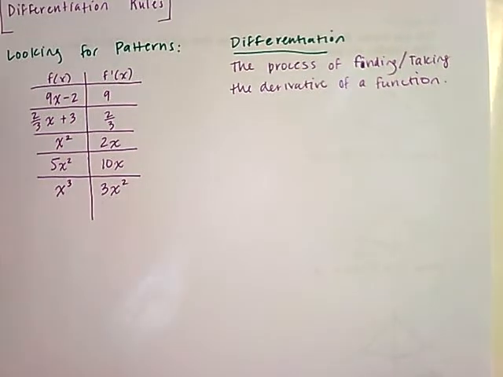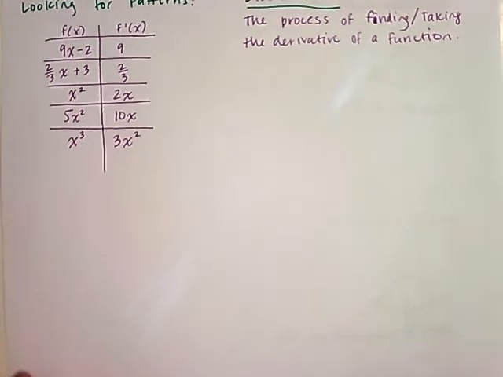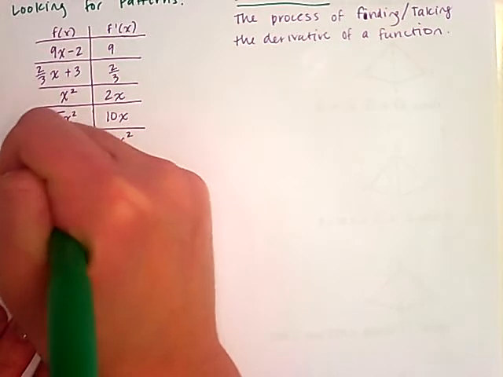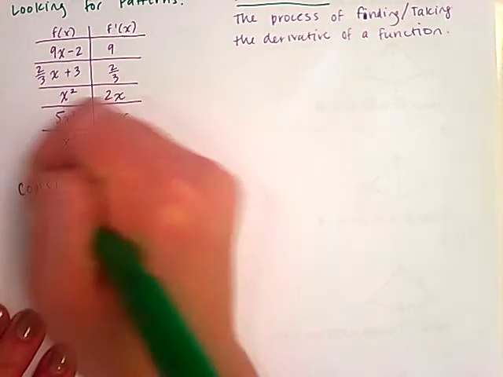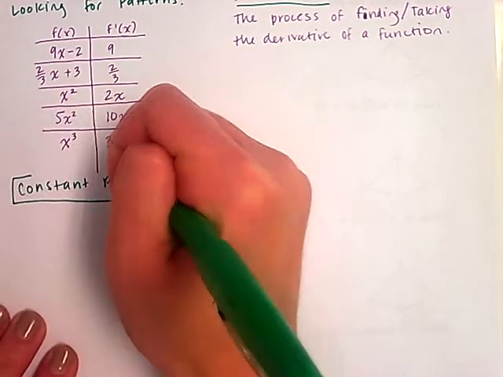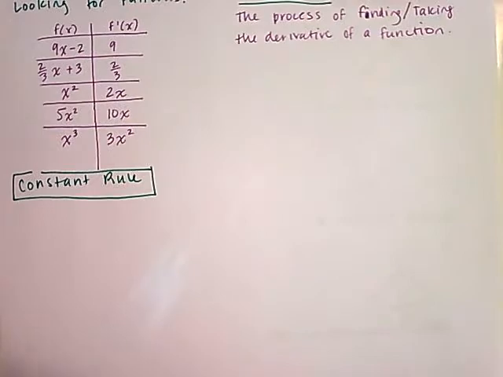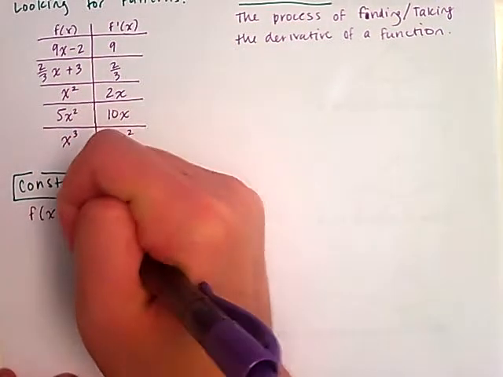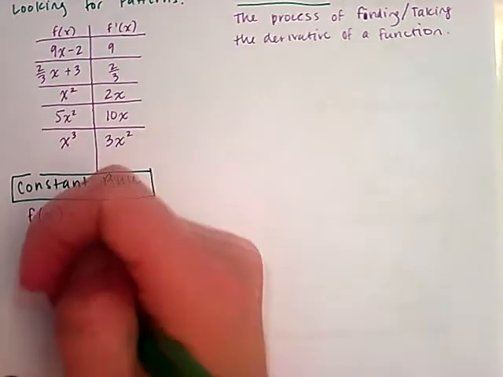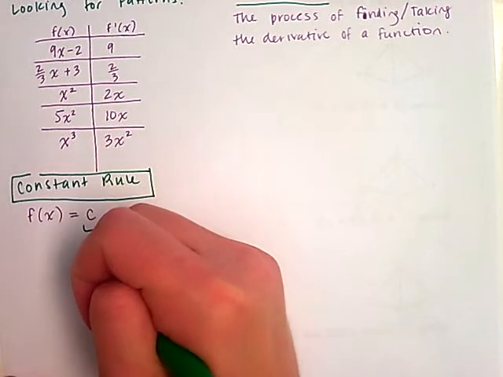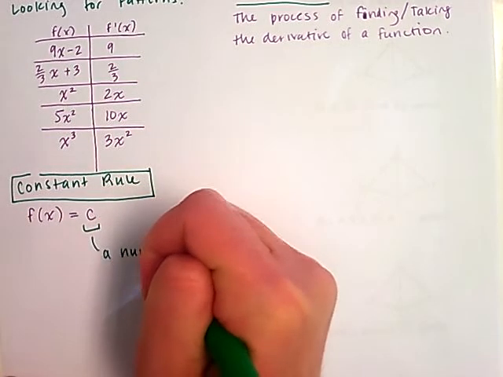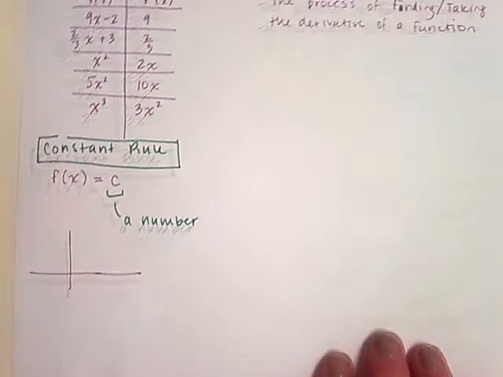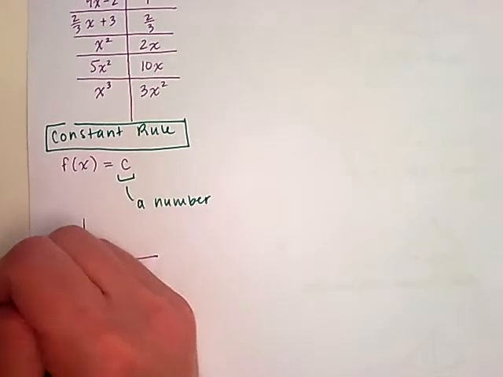Okay, so now the first rule we're going to have is something called the constant rule. And this actually isn't even in our table, but it's this idea of what happens if I have some function that is constant. So like f of x equals c, where c is a number. So graphically, we can think about this as being some horizontal line at the y value of c.